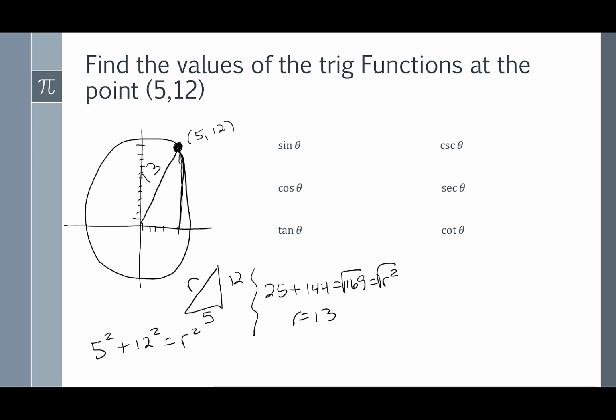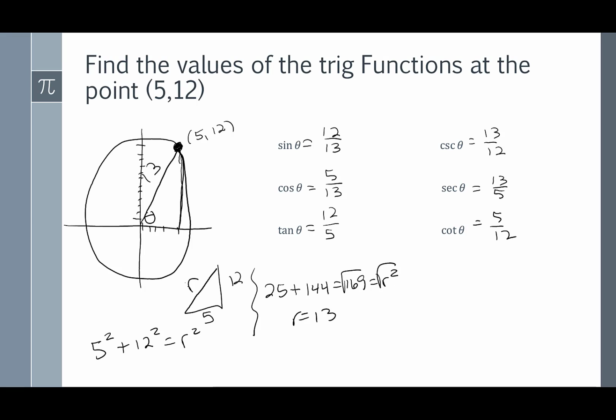So that's important when I go to do the sine of this theta. Sine of theta is going to be the y, which was 12, over r, which was 13. Cosine is going to be the x, which is 5, over the r, which was 13. Tangent, I just go 12 over 5. I'm not going to change that to a decimal or anything. I'm just going to leave it alone. That is absolutely fine. Cosecant, I'm going to flip over, 13 over 12. Secant, I flip over cosine, that's 13 over 5. Cotangent, I flip over, that's 5 over 12.